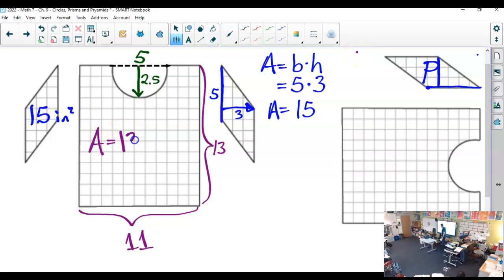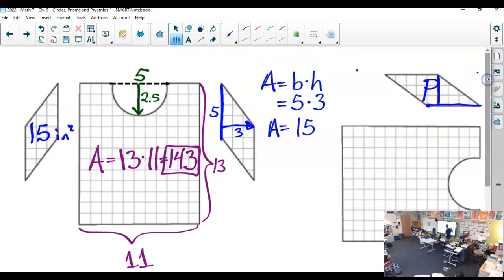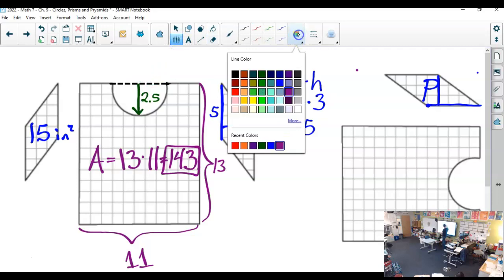So you acted like this was whole. What's 13 times 11? 143. Okay, so that would be for the whole rectangle. Yeah, and then I subtracted the half circle. Oh, we need to get the half circle. So Vincent is saying we're going to find the circle, but then do half of it.